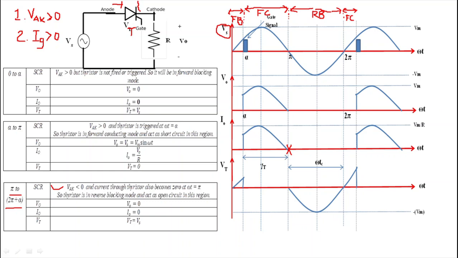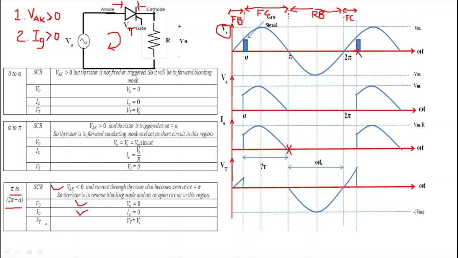Okay, so when the thyristor gets turned off, it acts as an open switch. And here you must note that this thyristor will remain turned off till it is fired again at 2 pi plus alpha. So from pi to 2 pi plus alpha, this thyristor will remain turned off and act as an open switch. So when it is open, the output current is equal to 0 because no current flows in this loop. And when the output current is 0, we get V0 equal to 0.